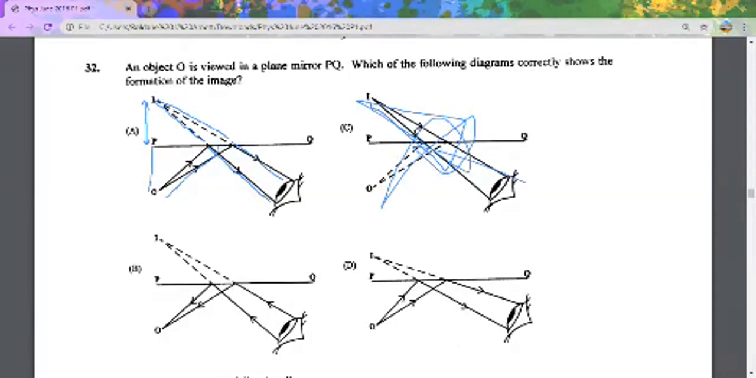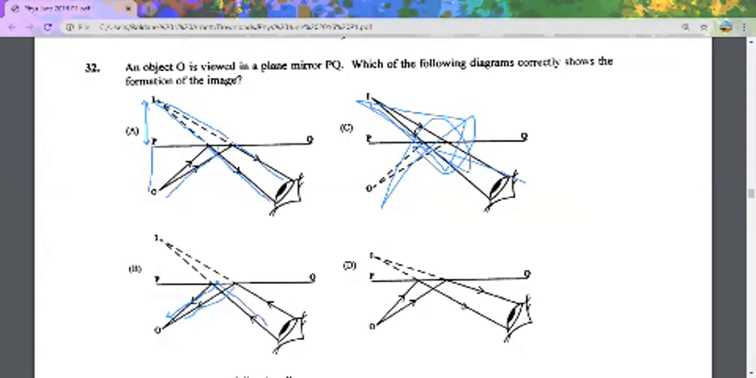Now B shows the rays are actually coming from the human eye. So basically what this is trying to say is that the human eye is creating the object, which is not true. This would mean that if you don't see something, it's not there. Actually, it is there even if you don't see it.